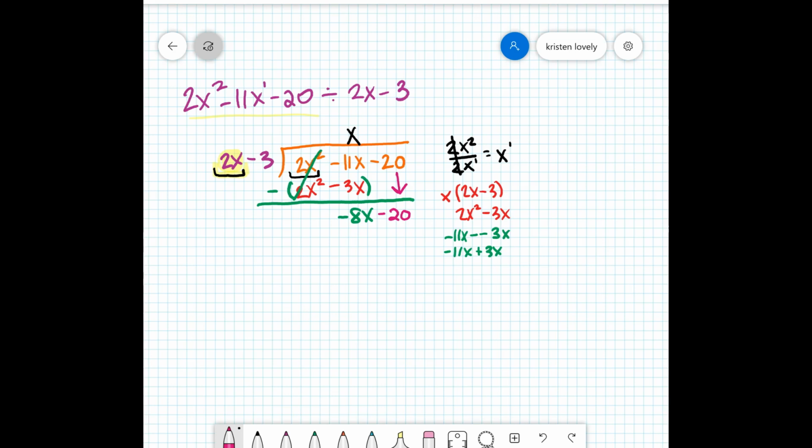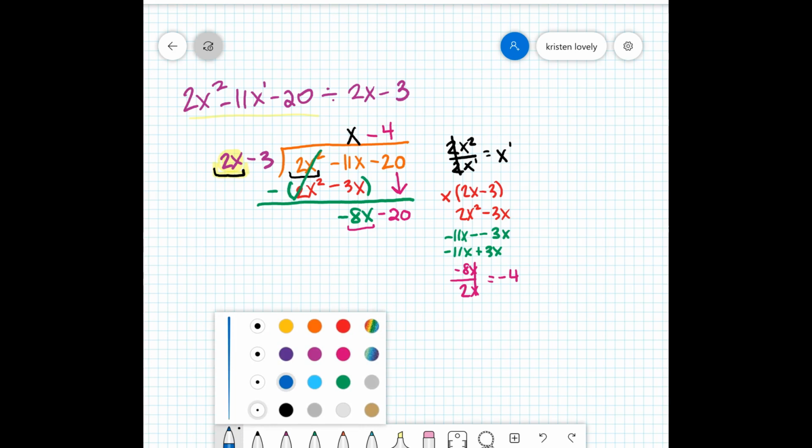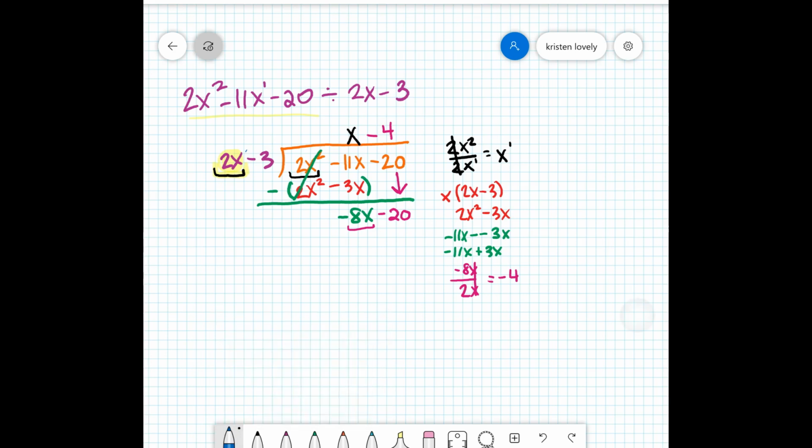So now I'm going to repeat this process. Again I'm looking at the first term here, and I want to know how many times 2x divides into negative 8x. I divide my coefficients first. That gives me negative 4. My x's cancel out. So I'm going to write that above, and notice this is a constant term over a constant term. And now I'm going to take this negative 4 and multiply again. Negative 4 times 2x minus 3 is negative 8x plus 12. Let me write this underneath.